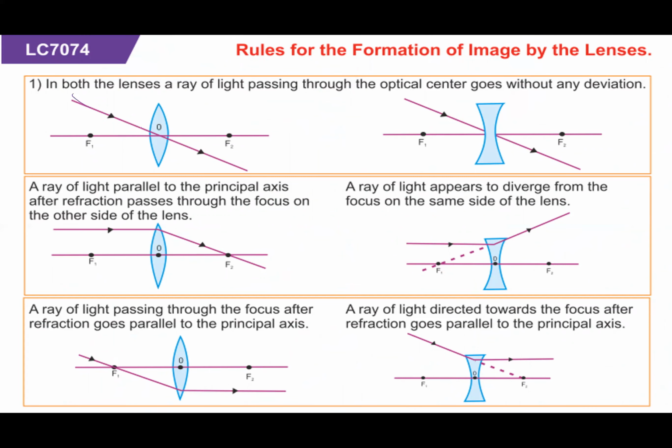Here the light ray will pass undeflected. A light ray passing through the optical center goes undeflected in both convex and concave lenses. If the light ray is parallel to the principal axis, after refraction it will pass through the focus point. In a concave lens, a parallel ray is deflected so that it seems to be coming from the focus point. If a light ray is passing through the focus point, after refraction it will become parallel.